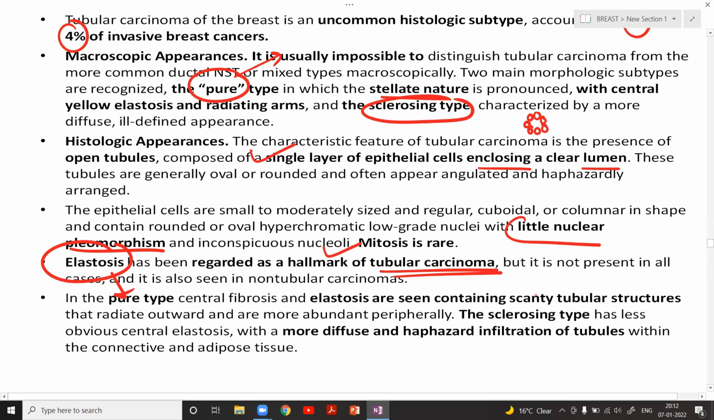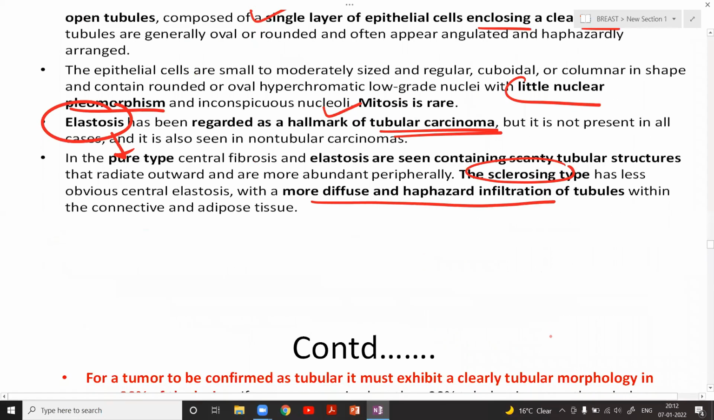Now, the sclerosing variety has less elastosis and more diffuse and haphazard infiltration of the tubules within the connective tissue and the adipose tissue. So the distribution is quite diffuse and haphazard in the sclerosing variety, whereas in the pure variety, you have elastosis, you have central areas containing some tubules, and in the periphery we have more tubules. So there's a proper arrangement seen in the pure type.